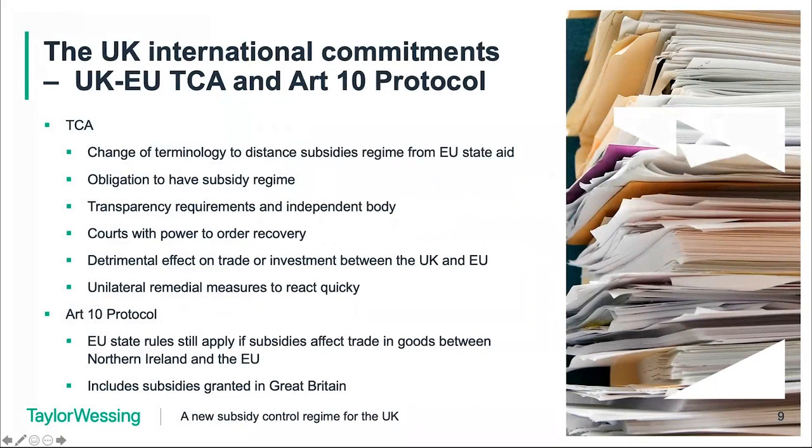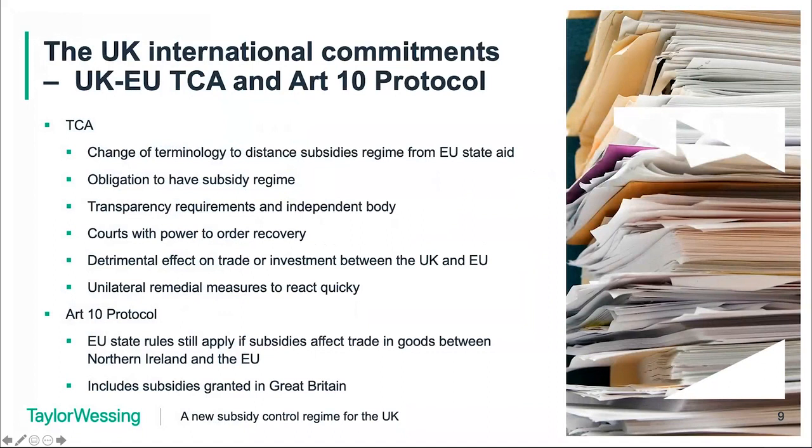But the TCA contains an obligation for the UK to have a subsidy regime, to have transparency in what is done, and create an independent body that will deal with state aid. Courts will have the power to order recovery, and it becomes part of the TCA if the aid, when it's granted, has a detrimental effect on trade or investment between the UK and EU. And that is still to be determined, what that means. And if one of the parties believes the state aid has not been granted properly, then they can take unilateral remedial measures to react quickly.